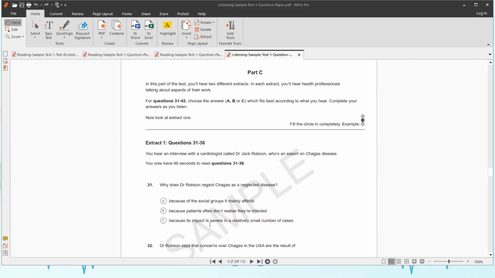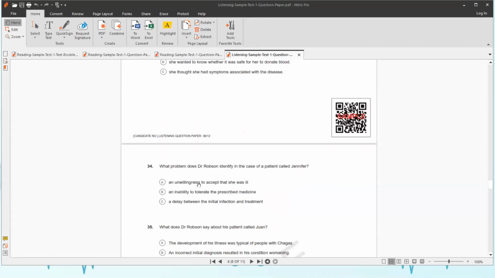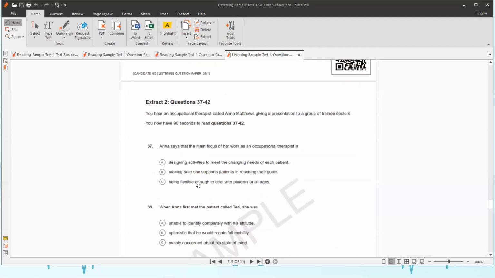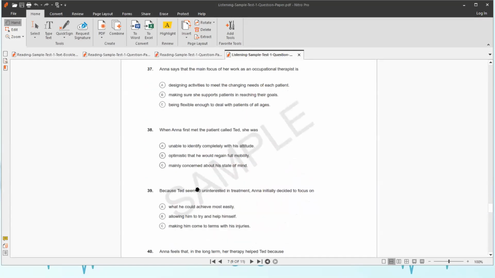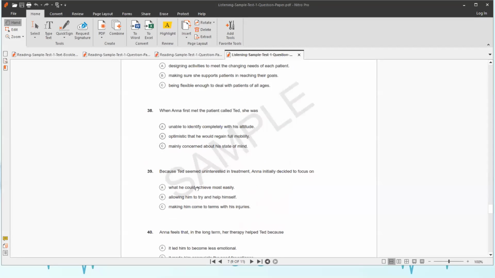You have 12 questions. For extract number one, 6 questions, and for extract number two, also 6 questions from 37 to 42. So the sum of the questions in this subtest is 42 questions, and you have to get at least 30 correct answers.